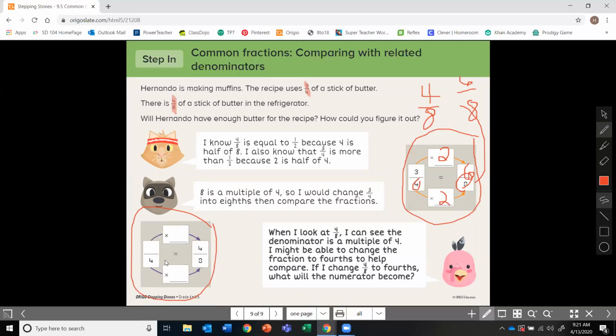Okay, now come on over here with me as we solve this. Now we're going to work backwards. So 8 divided by what equals 4? 2. 4 divided by 2 equals 2. Okay, so now we have 2/4 and we have 4/4. Okay, he still does not have enough butter.